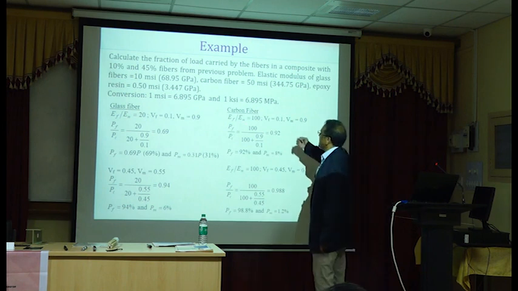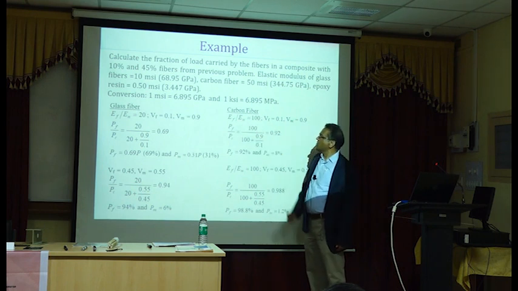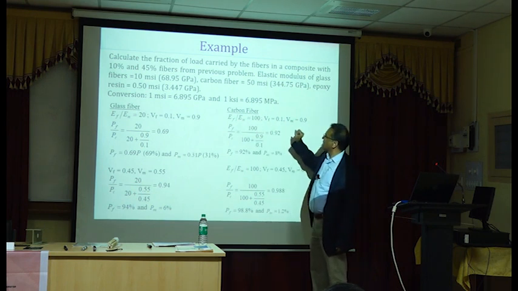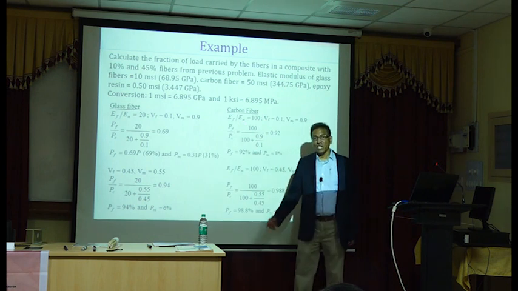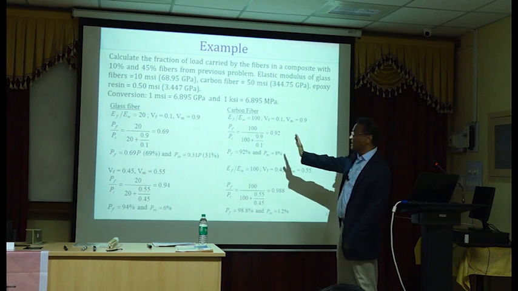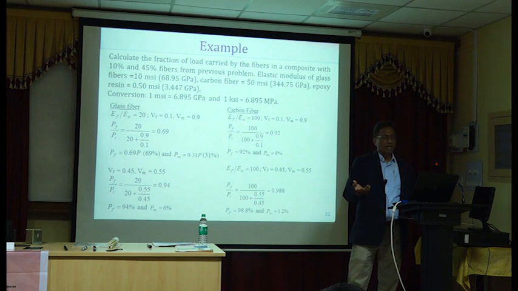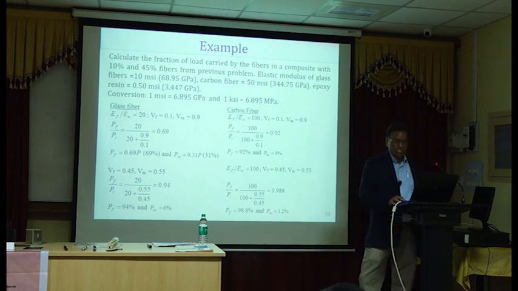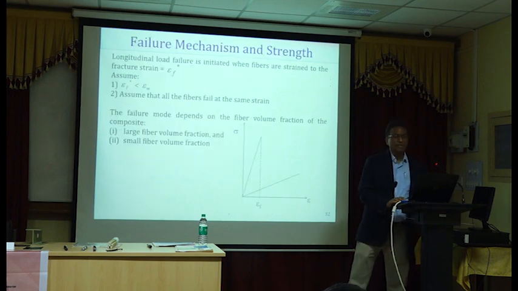Same thing with carbon fiber. Carbon fiber has a larger ratio of EF to EM, which is 100. So if I plug in those numbers, even for just 10% of fiber, I'm able to carry 92% of the load. So why do I even want to go to 45%? I don't have to. You see the difference? If you understand this really well, you can actually design your composite or even your reinforcing bar without using too much material, which will go to waste. Even if you add more material, it doesn't mean it will give you any more benefit.